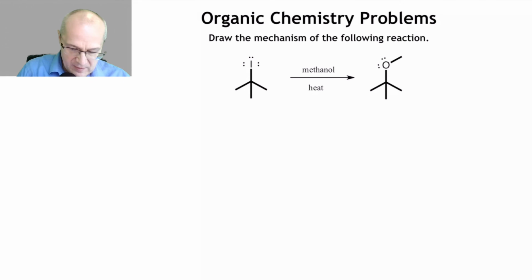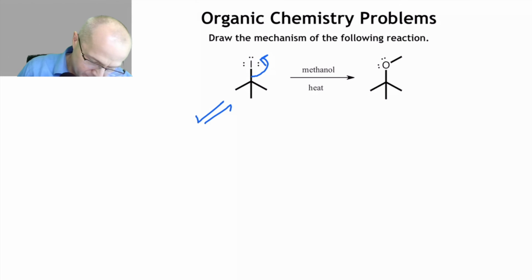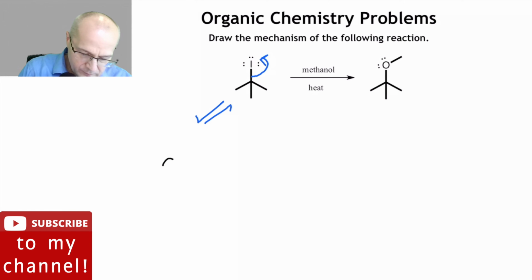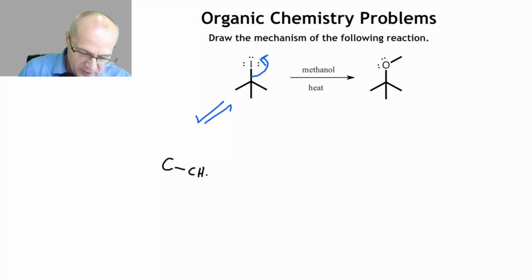Step 1, the leaving group leaves. Takes the bond electrons with it, forming a carbocation. Let me just draw it out so everyone can see it. Cation right there, and the iodide is here somewhere as well.